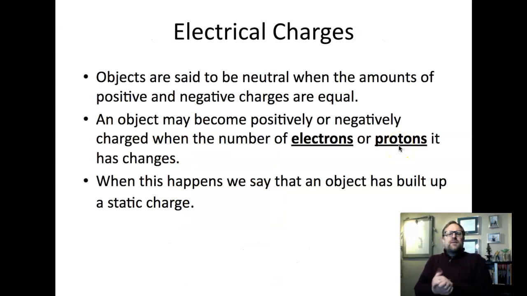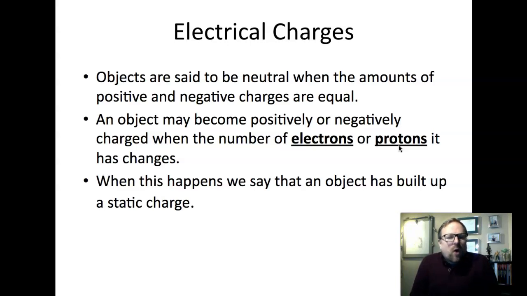So, speaking of electrical charges, objects are said to be neutral when the amounts of positive and negative charges are equal in them. And if you think back to Unit B, when you did ionic compounds, and you were constructing an ionic compound, you always had something that was positively charged and something that was negatively charged. And when we create an ionic compound, it is neutral, meaning the positives cancel out the negatives. Okay, that's what we're dealing with here, except we're talking about electricity.